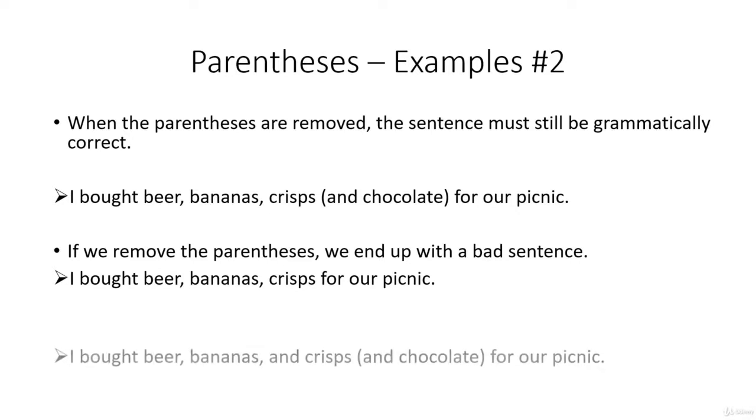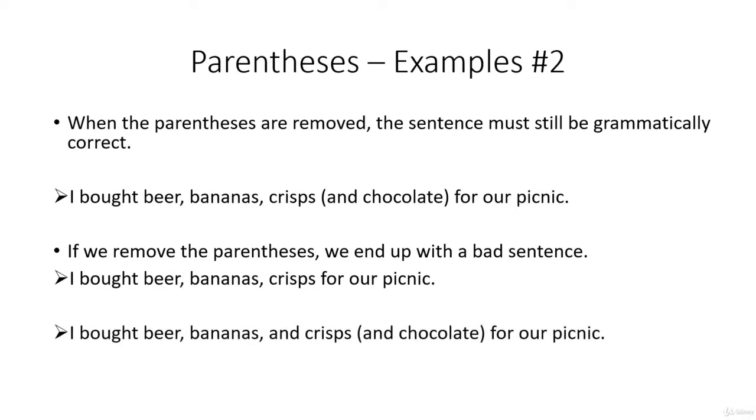So something is wrong. What we have to do is change the original to be, I bought beer, bananas, and crisps (and chocolate) for our picnic. So when we then remove the parentheses, we're left with, I bought beer, bananas, and crisps for our picnic, which is a correct sentence.